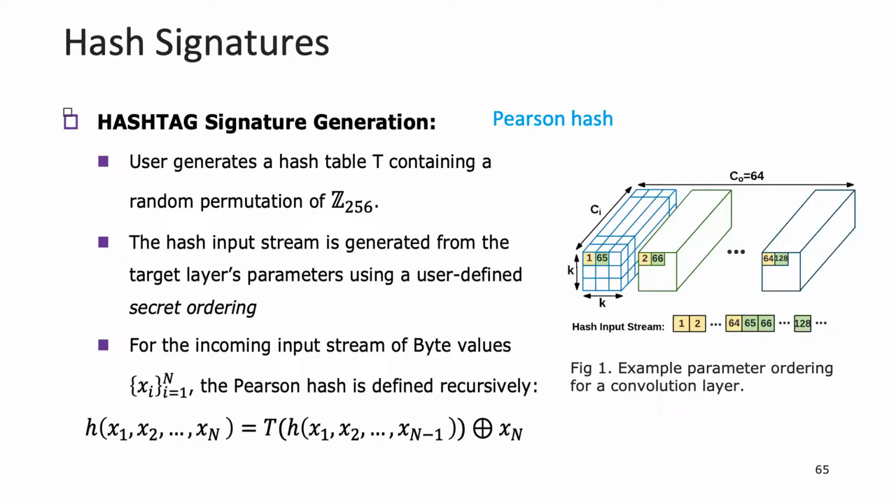To compute the hash signatures of layer-wise parameters, Hashtag uses the Pearson hash, which uses a user-defined secret ordering of layer parameters to generate the hash string. Here, the figure just shows an example of how the parameter ordering is performed for a convolutional layer.